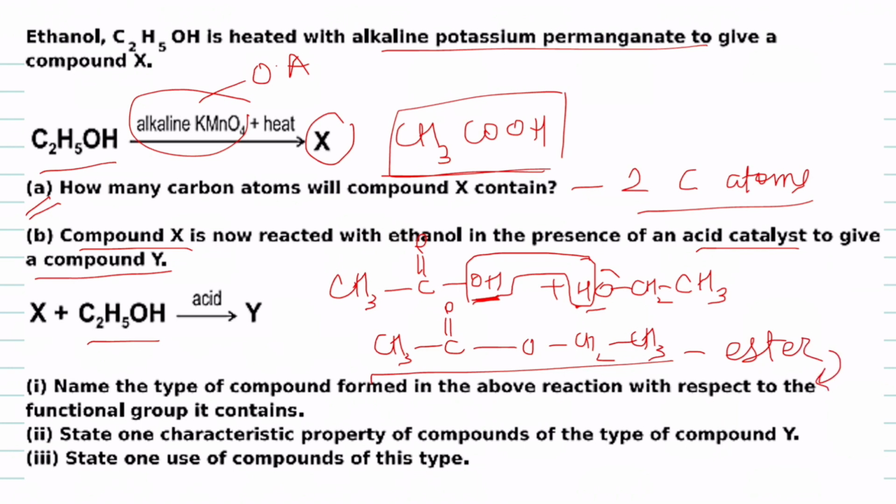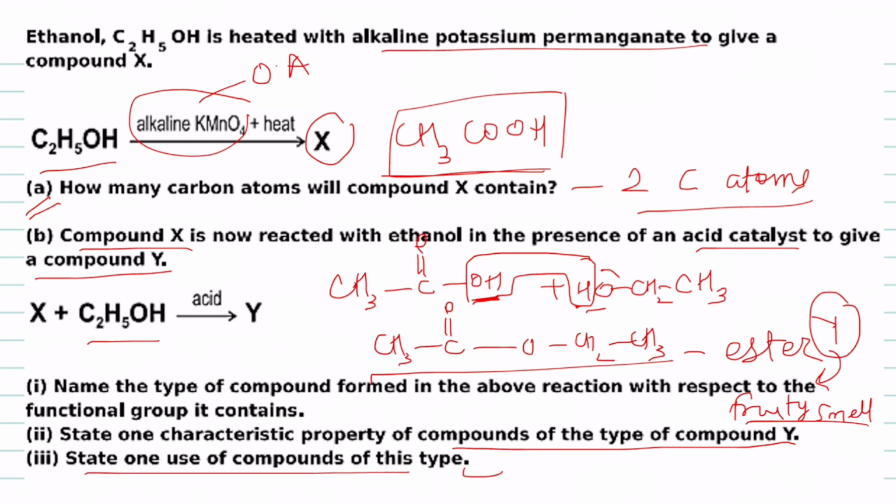State one characteristic property of the type of compound Y. So Y is ester, and esters have a fruity smell, or you can say they have a pleasant smell, or a sweet smell. One use: since it has a sweet, fruity or pleasant smell, it can be used in perfumes or even flavoring agents.